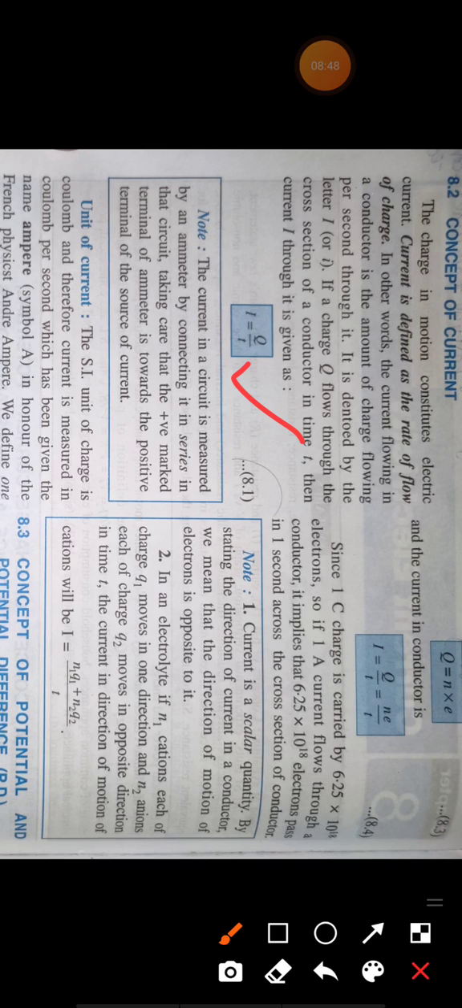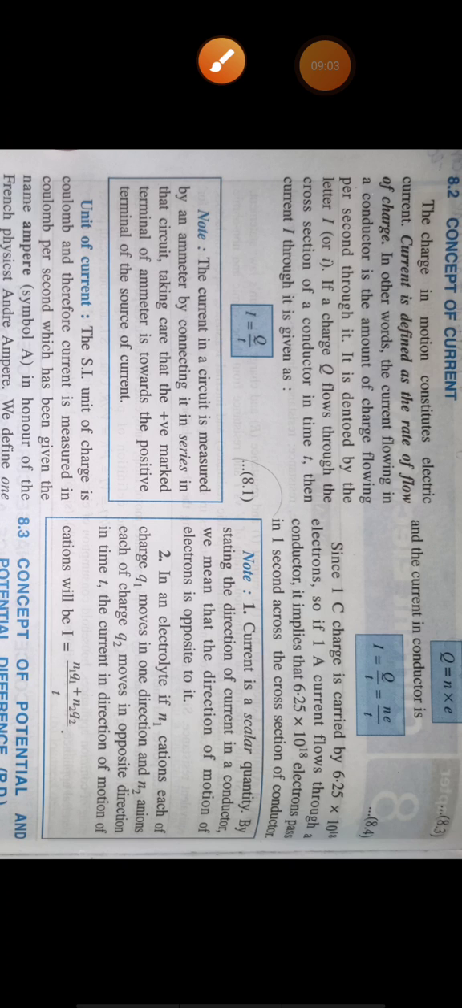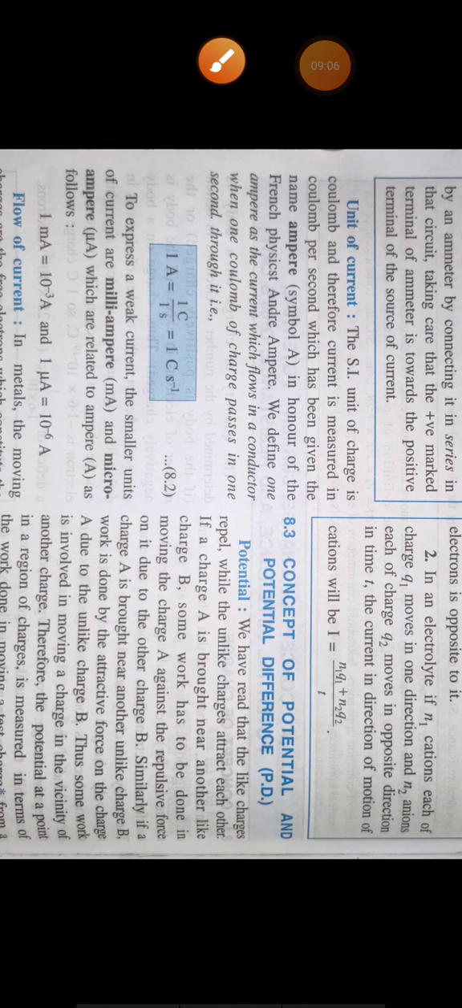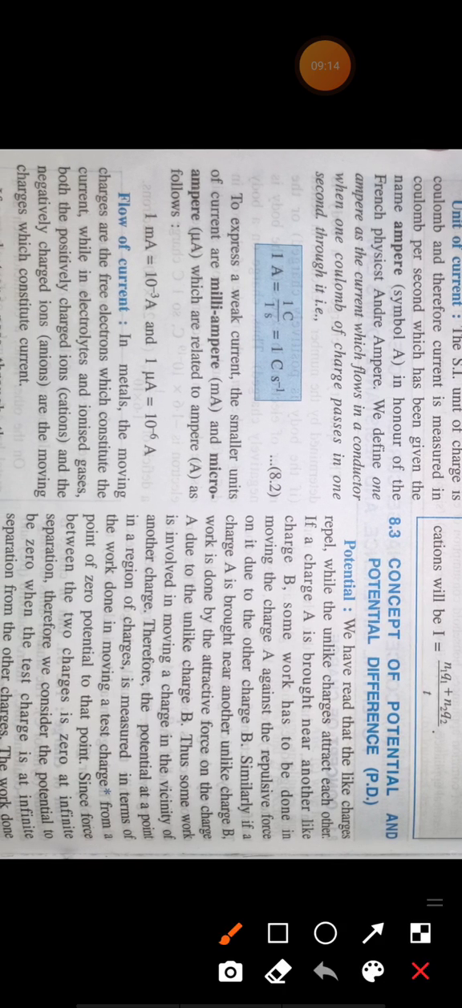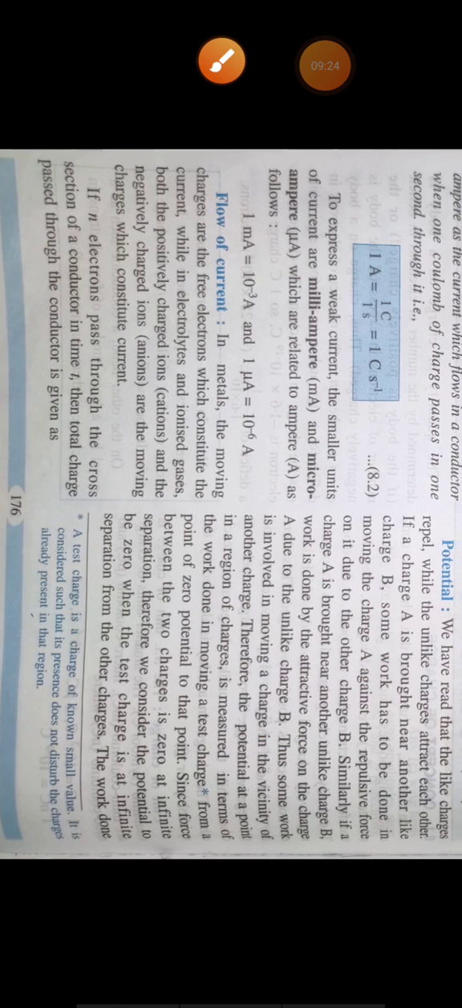So I is equal to Q by T. What is the unit of current? The unit of charge is coulomb, and the unit of time is second. So coulomb per second is the unit of current, and it is generally called ampere. Ampere is the unit of current. 1 ampere is equal to 1 coulomb per second. There are smaller units also, milliampere and microampere. They are actually prefixes. You know that micro means 10 to the minus 6 and milli means 10 to the minus 3. In class 8 you have studied that.